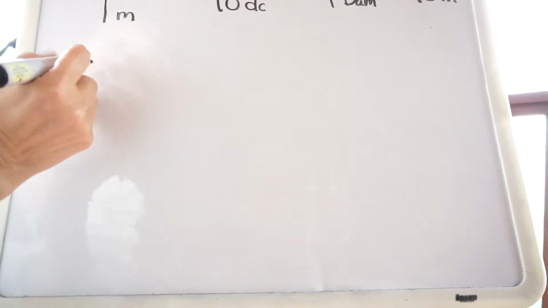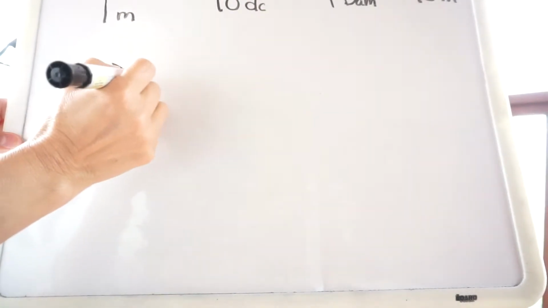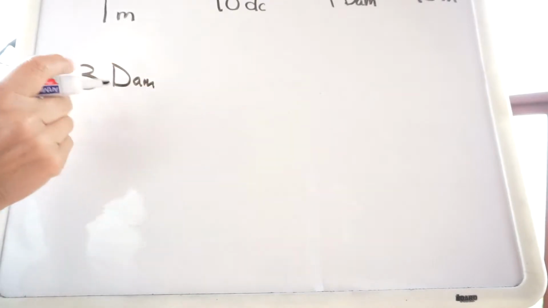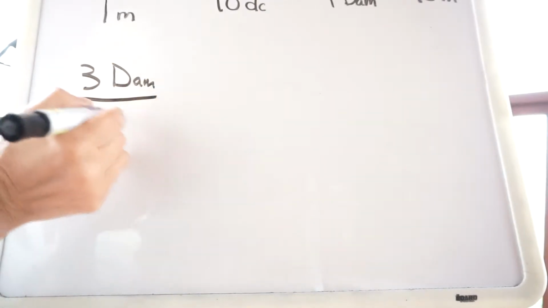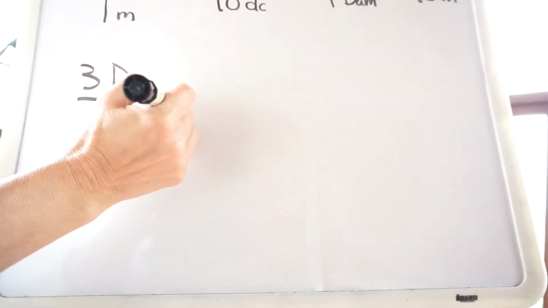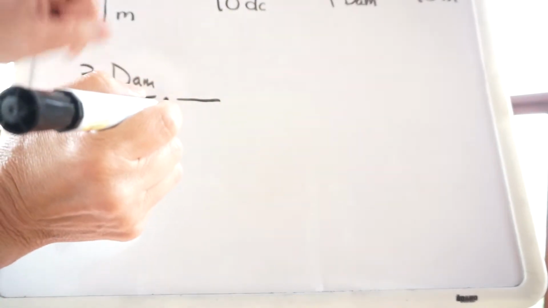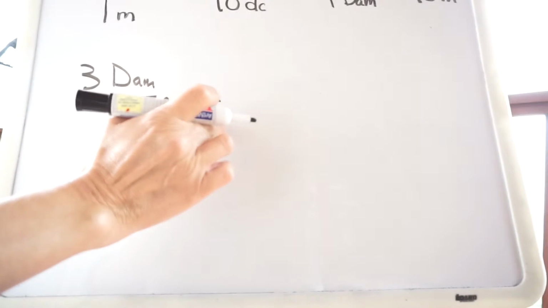Okay, and then it asks us how many decimeters are there in 3 decameters. So we're gonna start with that 3 decameters. And because any number you can write over 1 and it means the same thing, I'm gonna put it over 1 just because we're gonna be multiplying by fractions. And now we want to get rid of this decameter and we want to be left with decimeter on top. So we need to figure out the unit multipliers that we're going to use to get rid of those units and just be left with this.